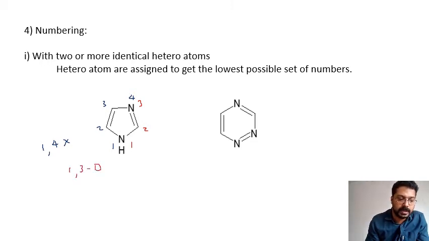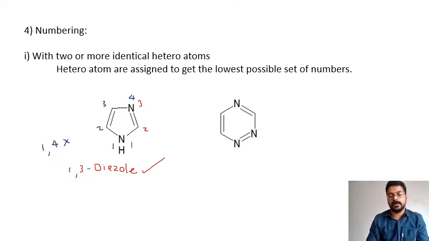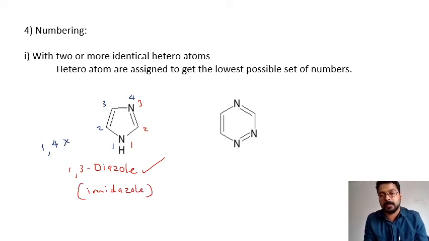It is 1,3-diaza plus -ole, diazole. So this is the right way of nomenclature. But we know that this compound is imidazole. The common name is accepted for this compound, so it is imidazole. But the numbering will be like this one. This compound is known by its common or trivial nomenclature system.